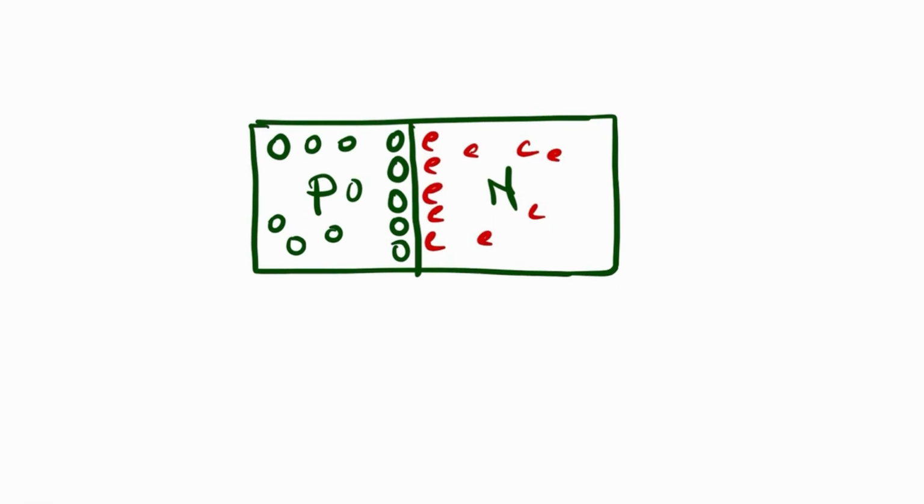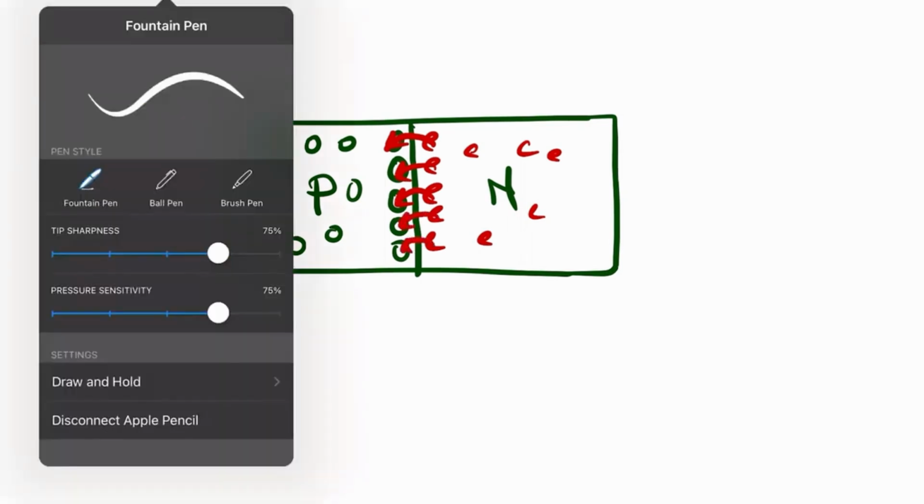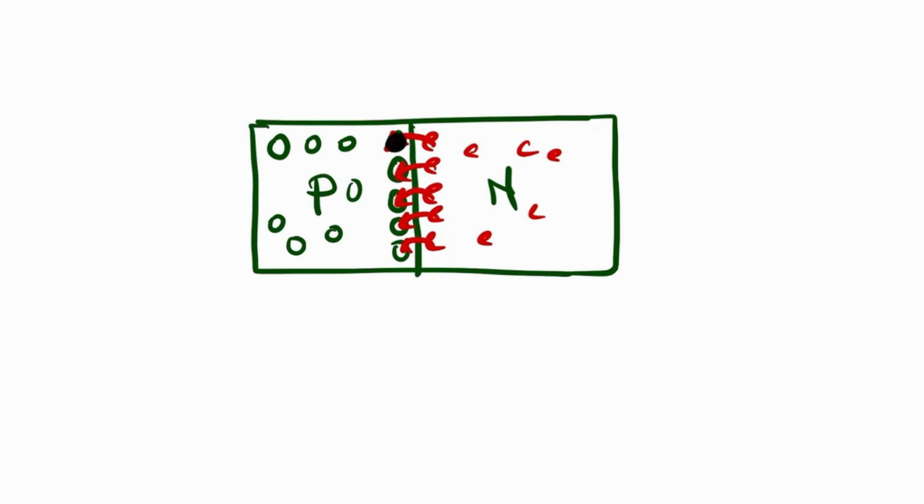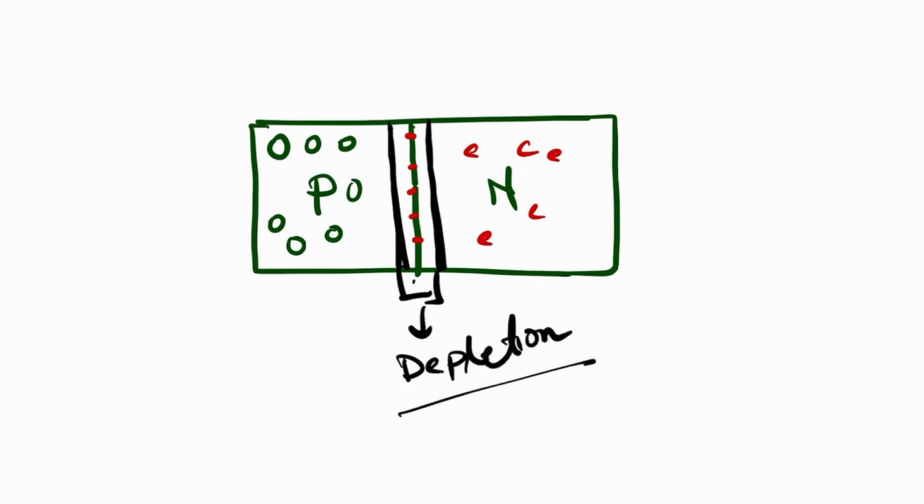So when we connect a p-type semiconductor with the n-type semiconductor, the electrons will go to this p-type part, and then they will neutralize these holes. So that means in this area there are no electrons and no holes, and we call this area a depletion region. So whenever we connect a p-type semiconductor and an n-type semiconductor together, a depletion region will form.